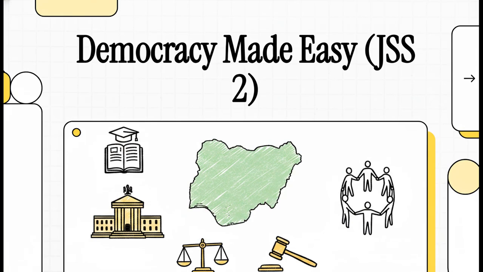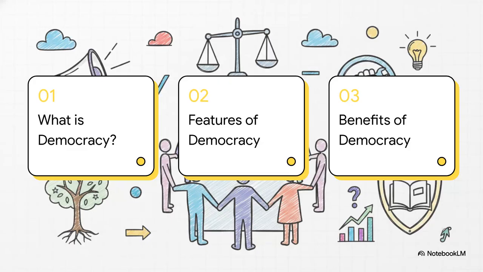All right, let's jump straight into this explainer, perfectly tailored for your JSS 2 civic education revision. Whether you're gearing up for exams or just curious about how our society actually runs, you are absolutely in the right place. Today, we're taking your class notes and bringing them to life. We're going to look closely at the very foundation of how government operates, especially as it applies to us right here in Nigeria.